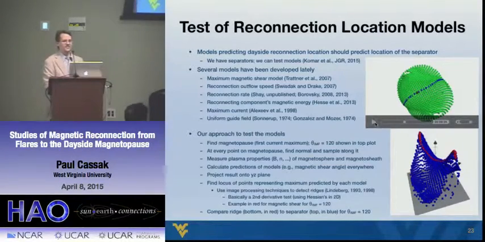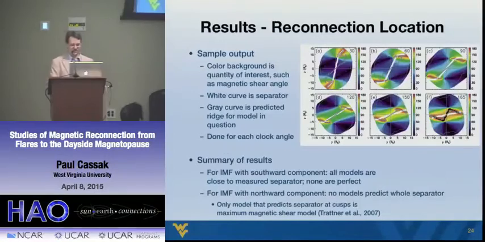Basically you're just doing calculus, a second derivative type test to see where the maximum is. It's just in this crazy geometry. And so from that you can say, well, this is what the magnetic shear model would predict for where reconnection would happen. And then we know where reconnection does happen because we have the separator. So then we can compare everything we want for tons of different models. I'm not going to show you all sorts of data on this. I'm just going to go through one example.